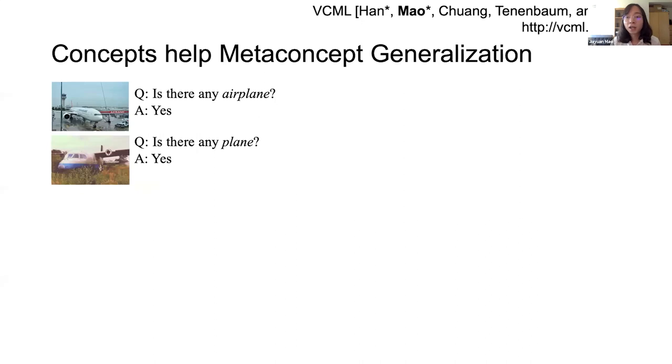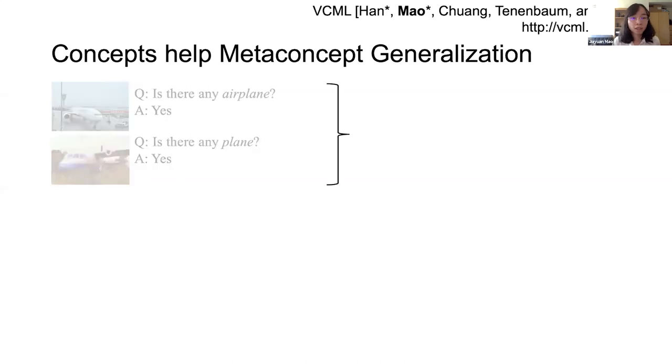So we show two advantages of integrating concept learning and meta concept learning, or meta concept reasoning. First, let's talk about how concept learning, specifically the visual grounding of concepts, can help meta concept generalization. A quick example I'm going to show here is that, as humans, after learning the concept airplane and the concept plane, we can tell that airplane is a synonym of plane because both concepts share a similar appearance. In this case, we are actually learning about the relationship between symbols which are visually grounded.